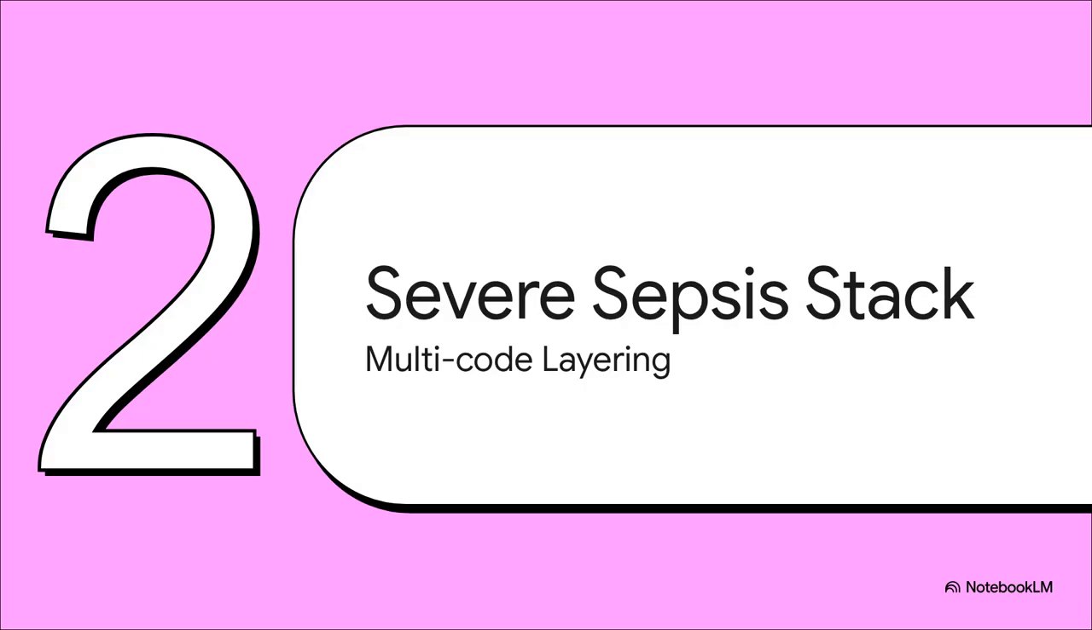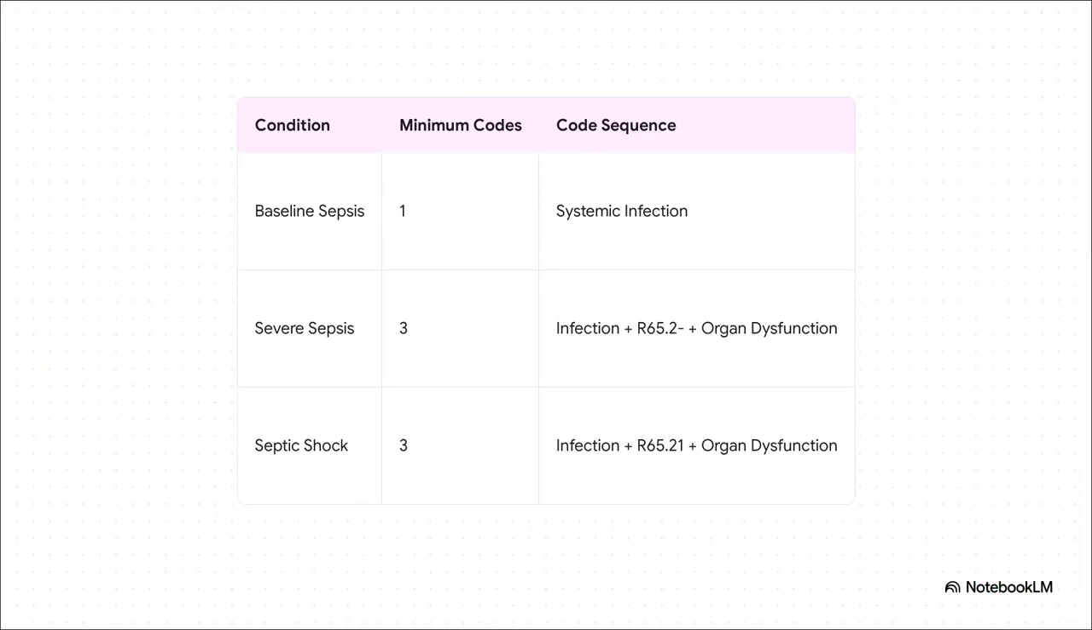Section 2, the Severe Sepsis Stack. Let's move to the Severe Sepsis Stack and see how this builds into the strict architectural mandate of multi-code layering. This right here is where coders often make critical sequencing errors. Notice how the complexity scales up exponentially from baseline sepsis to severe sepsis and septic shock.